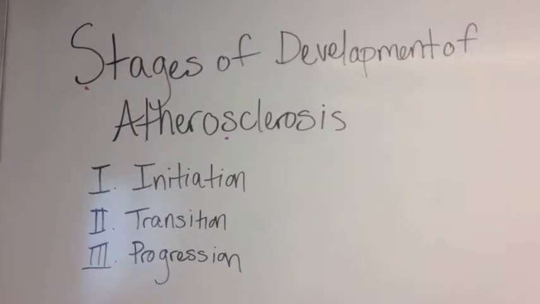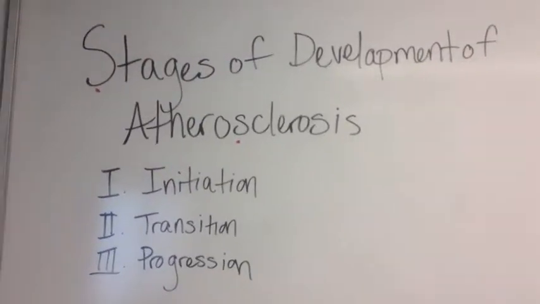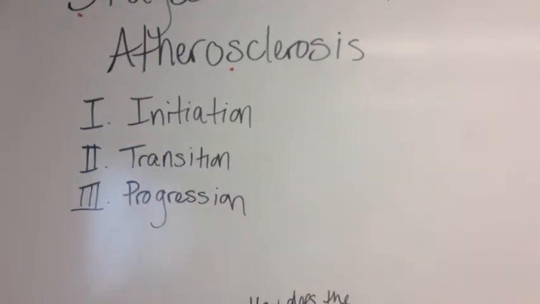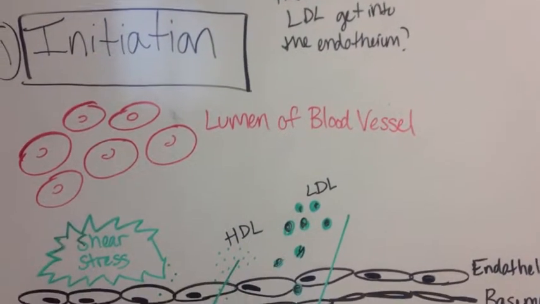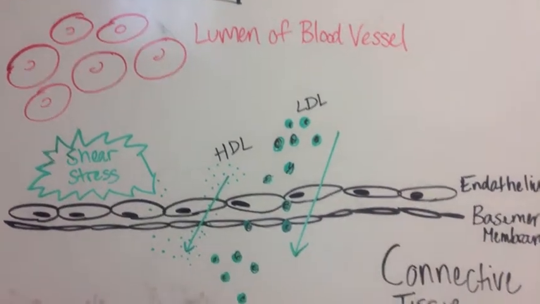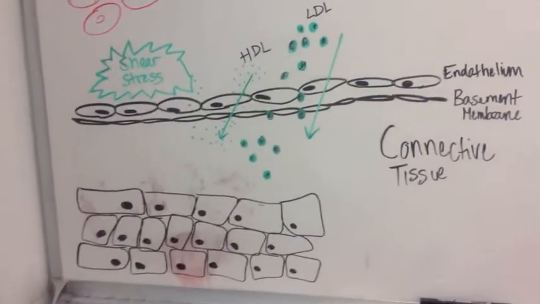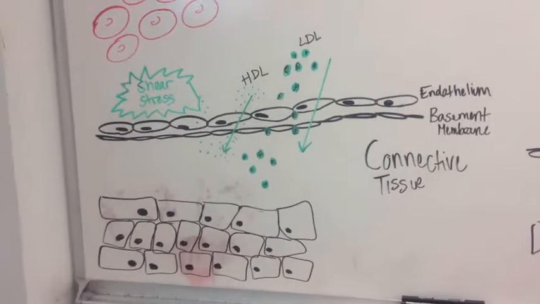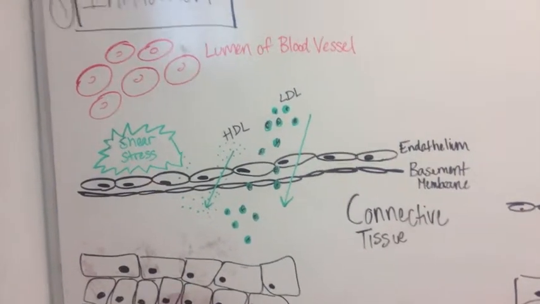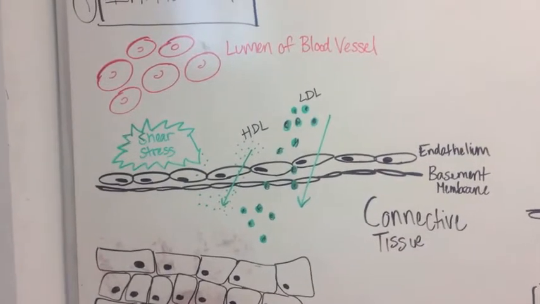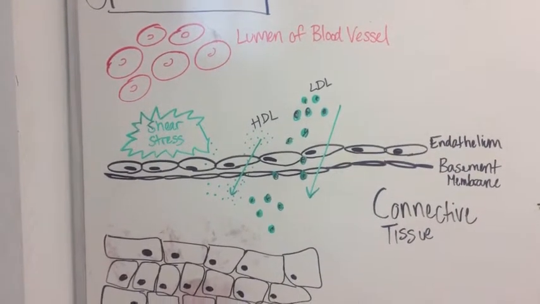Stages of development of atherosclerosis. The first stage, initiation, begins when HDL and LDL particles enter the endothelium of the blood vessel and bind with connective tissue. This occurs in an area of shear stress.